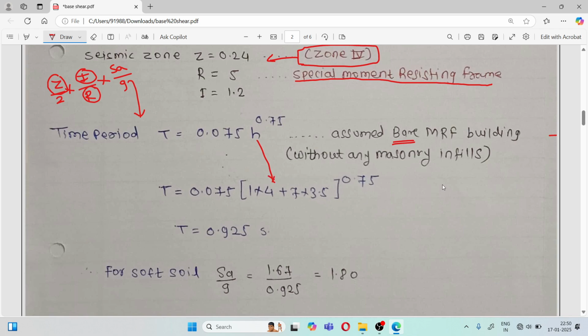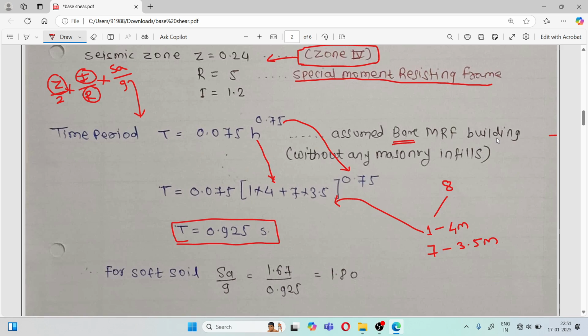So we know that our structure has 8 stories, out of which the first story has a height of 4 meter and the remaining 7 stories have a height of 3.5 meter. So that's what we have done here. 1 into 4 means first story height, plus we have 7 stories of 3.5 meter height. So that is nothing but h, raised to this 0.75. So my time period comes out to be 0.925.